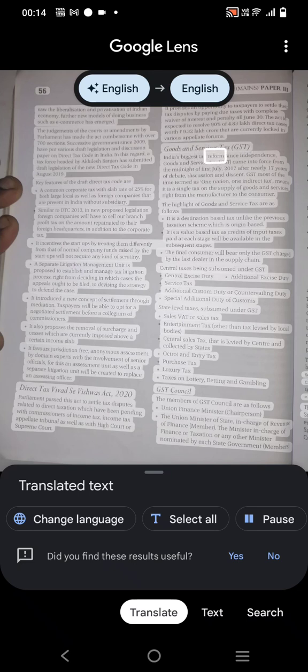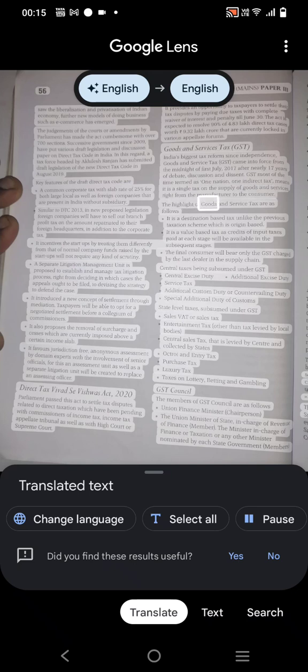Goods and Services Tax, GST. India's biggest tax reform since independence, Goods and Services Tax, GST, came into force from the midnight of 1st July, 2017 after nearly 17 years of debate, discussion and dissent. GST, most of the time termed as One Nation, One Indirect Tax, means it is a single tax on the supply of goods and services right from the manufacturer to the consumer.